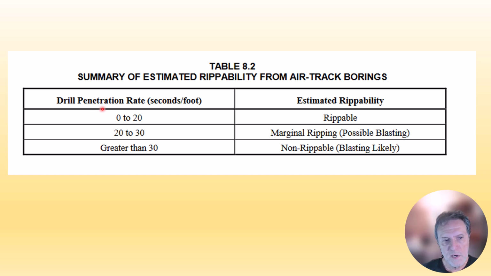So drill penetration rate is measured in seconds per foot. If it can go 1 foot in 20 seconds or less, it's rippable. If it takes more than 30 seconds per foot, then it's non-rippable, or blasting is likely.